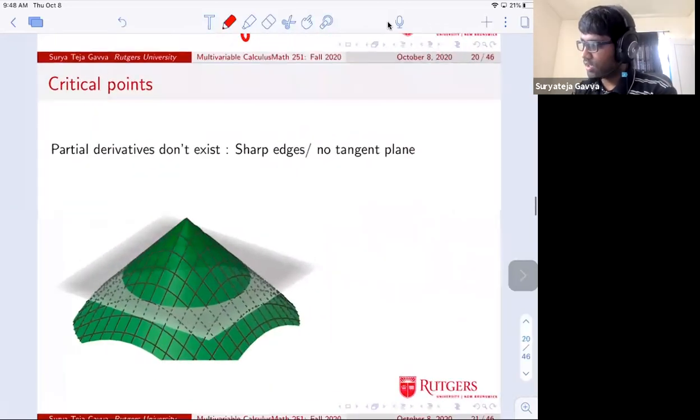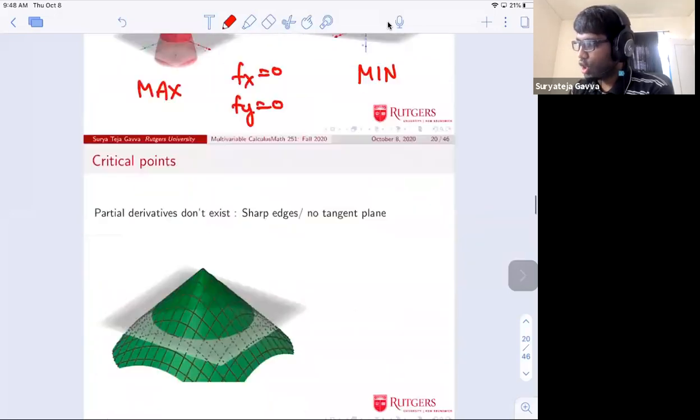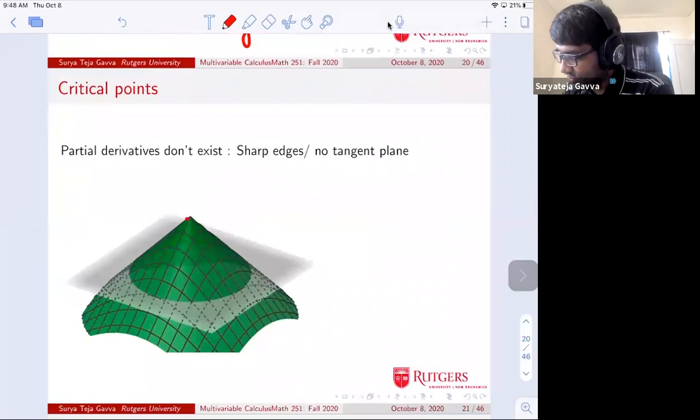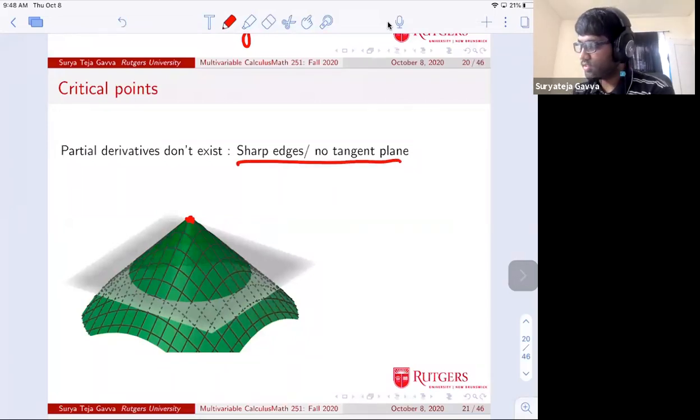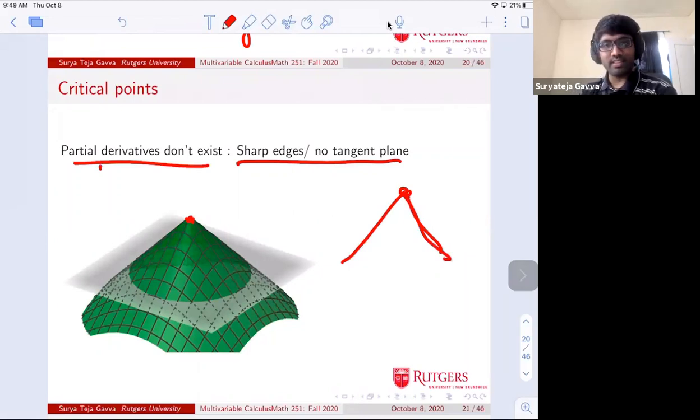Or what can happen, so these are points where you have horizontal planes, and that's why you can have fx and fy 0, or you can have no derivatives. For instance, here, if you have a surface like this, you can see that there's no derivative. There is no tangent plane, right? So there's a sharp edge, so that you can't draw any tangent plane here. So there's no derivatives. For instance, if I try to move along some axis, the function looks like this. So that means there is no derivative. So the partial derivatives don't exist. So yeah, if it doesn't exist, you'd also call it a critical point. So this is also a critical point. Okay.